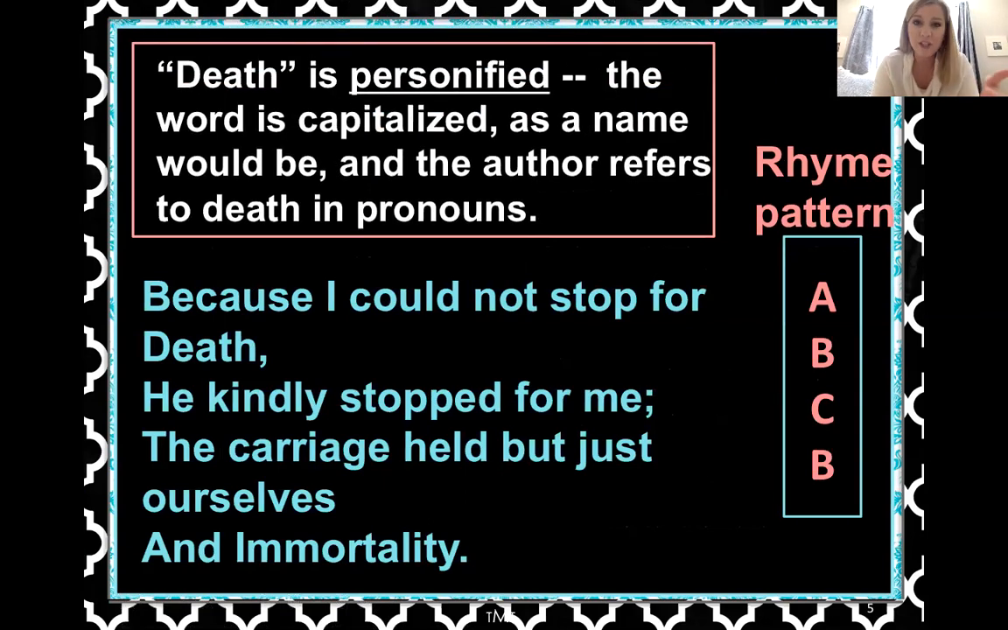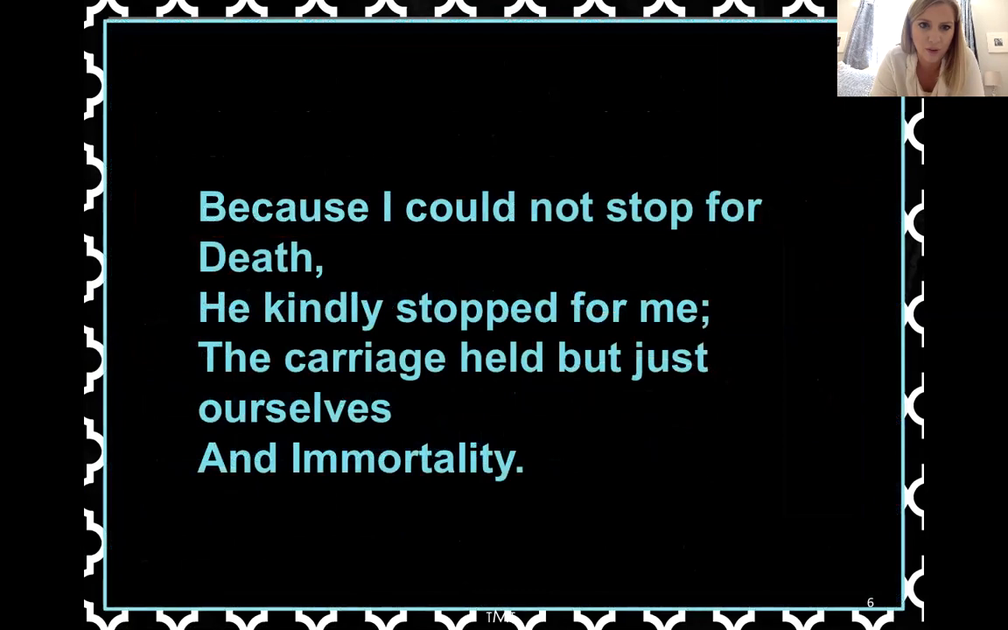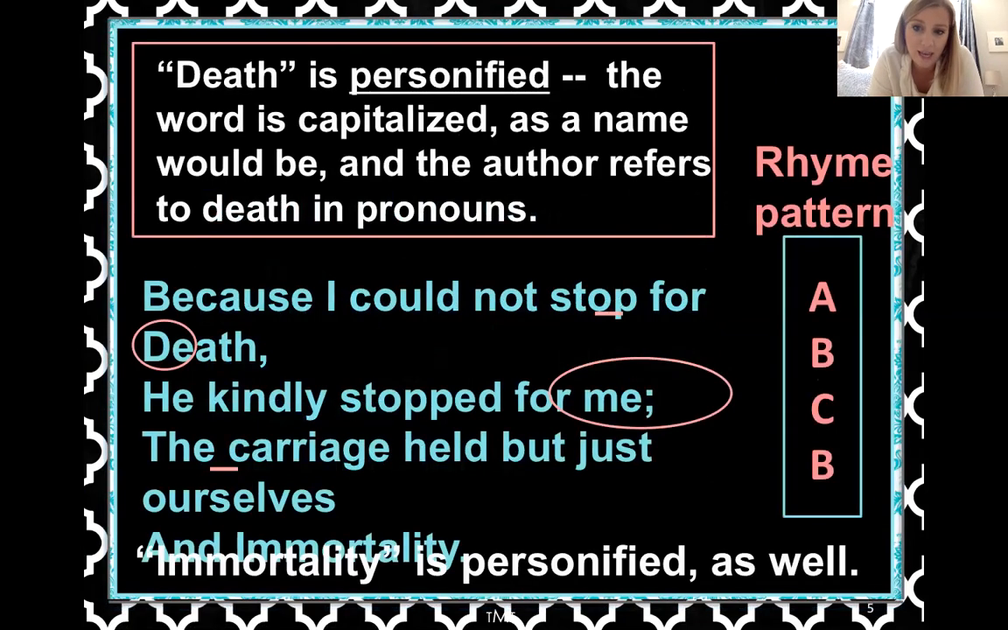Okay, so death is personified. If you notice right here, death starts with a capital D, right? And he's given a name, and pronouns as well. The rhyme pattern is A, B, C, B: death, me, just, ourselves, immortality. And immortality is personified as well. So immortality is a person too, because it has a capital I, right?